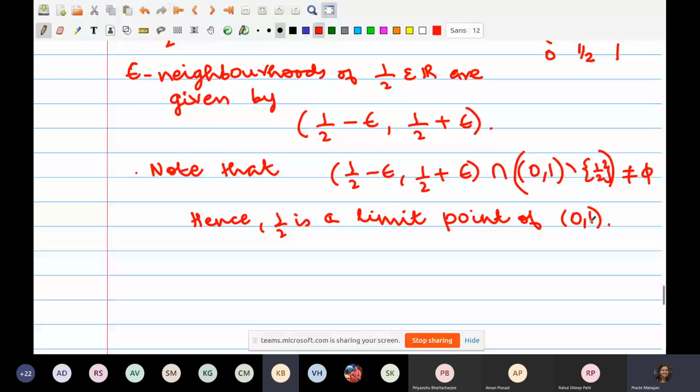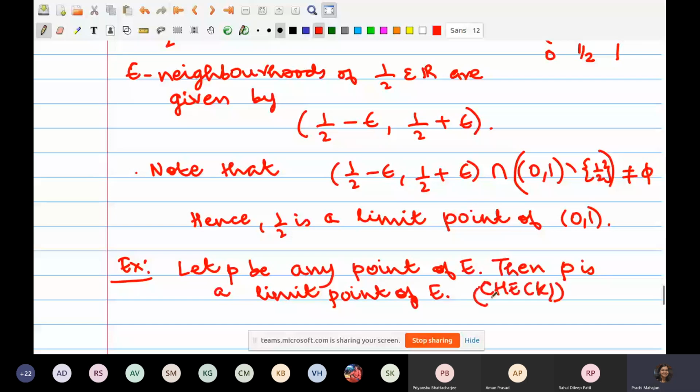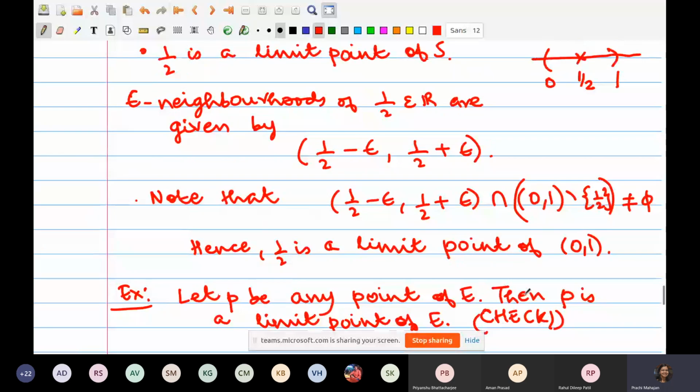I'll write it as an exercise. Let P be any point of E, then P is a limit point of E. Please check that. Can I leave you to check this? Okay, so let's move on to the next example.